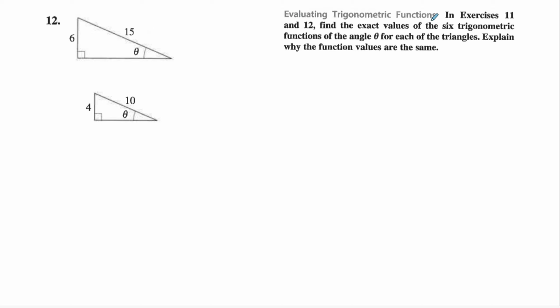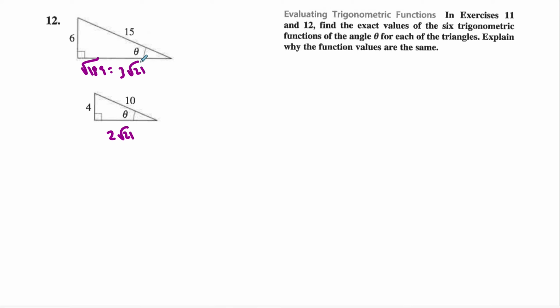So, in this one, find the exact values and explain why the function values are the same. To do this, what I've already done is I figured out that this was the square root of 189, aka 3 root 21, and this is equal to 2 root 21 in the end. Now, I'm going to go ahead and get ahead of this.